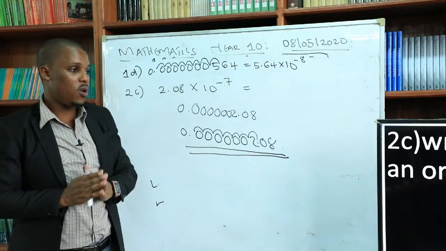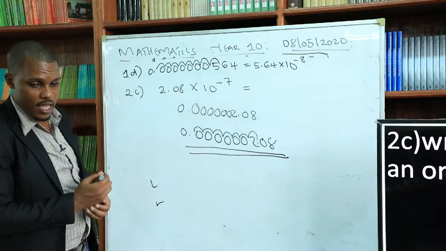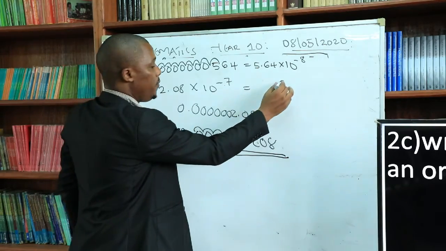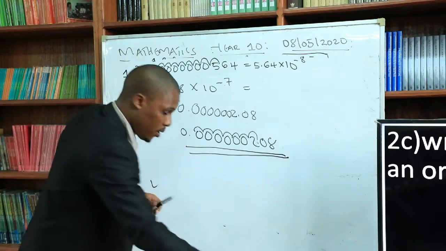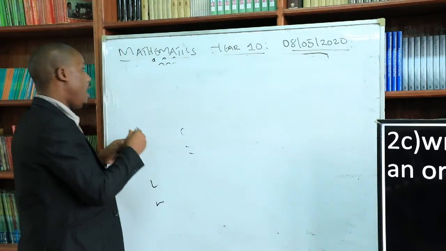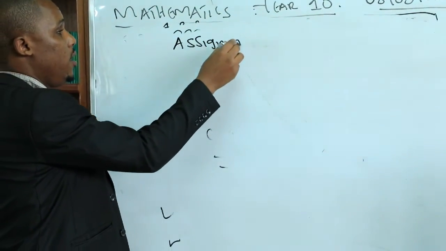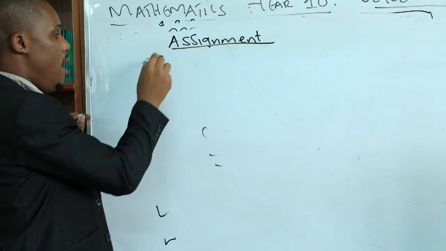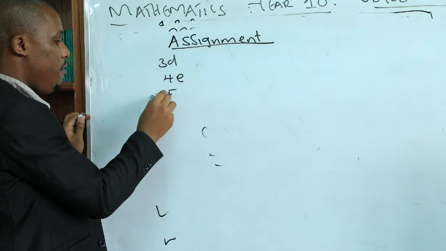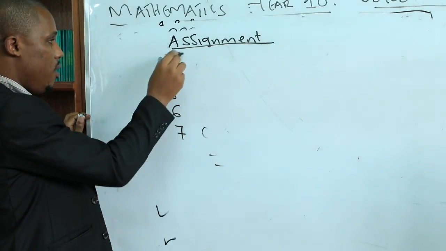Hopefully you have understood. What is remaining is for you to continue with the other assignment. So I'll assign you the questions. Number 3, you're going to do number 3D. You're going to do the assignment in that book, page 117. That is number 3D, number 4E, then number 5, number 6, and number 7. So those are the questions that I want you to do.